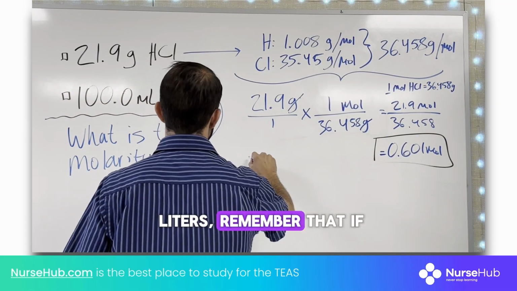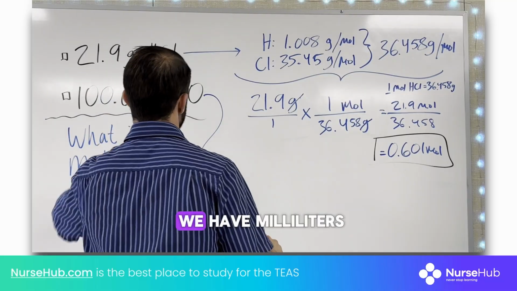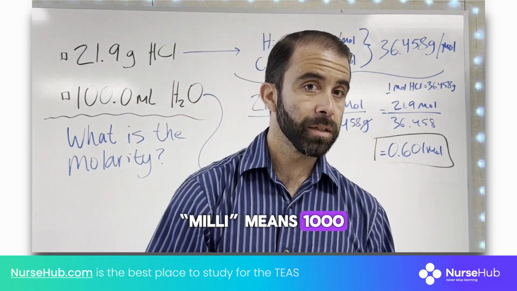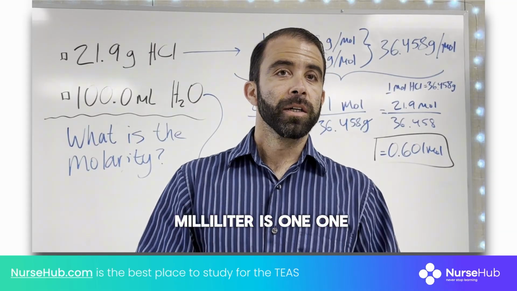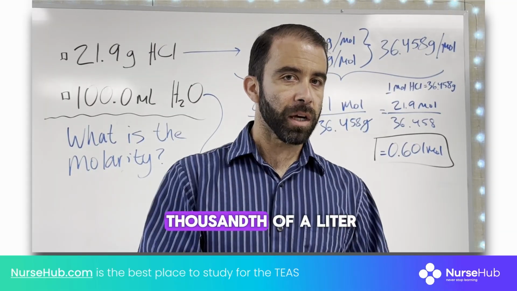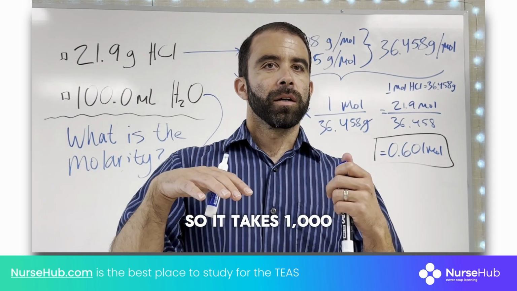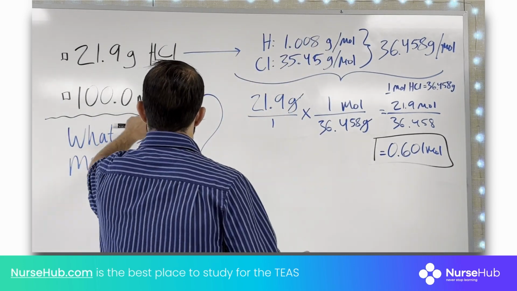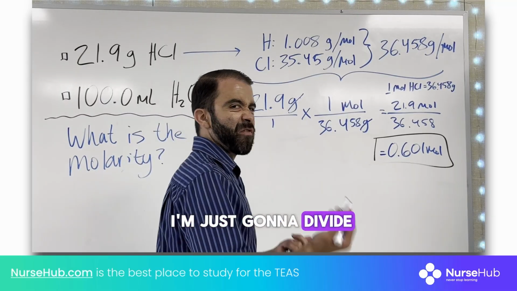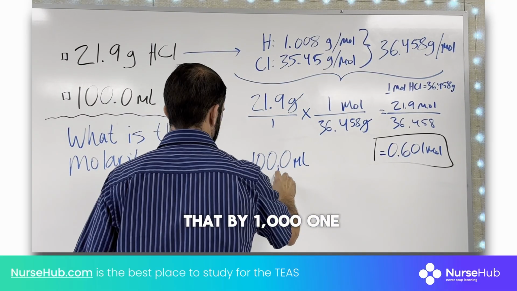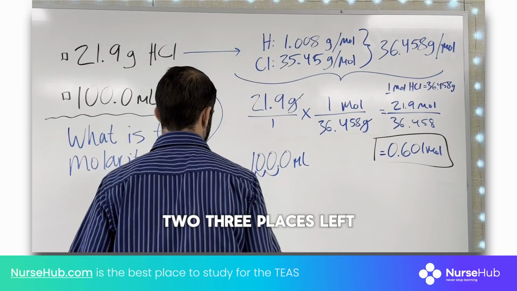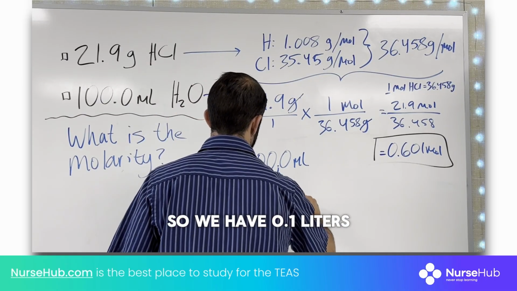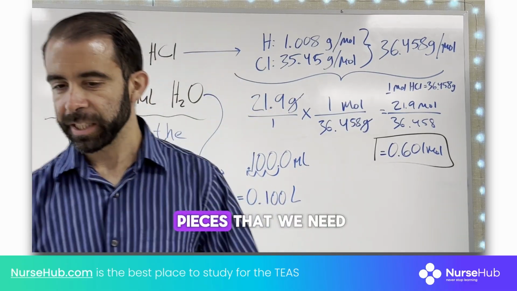Remember that if we have milliliters, we can think about milli means 1,000. We know that 1 milliliter is 1/1000th of a liter. So it takes 1,000 milliliters to make 1 liter. The way I can figure out how many liters it is, I'm just going to divide that by 1,000. 1, 2, 3 places on the left. So we have 0.1 liters.